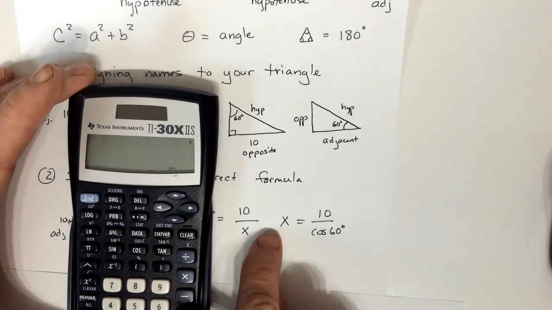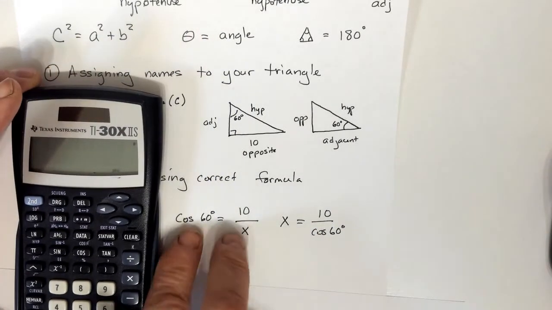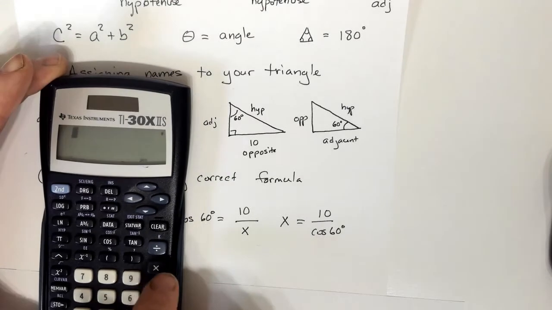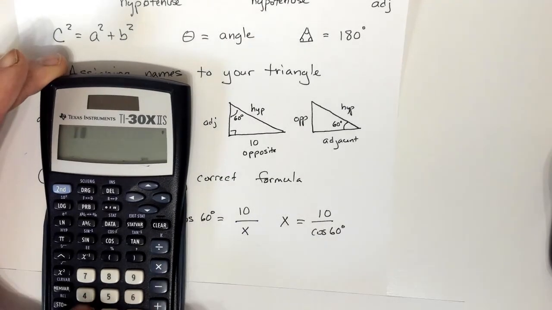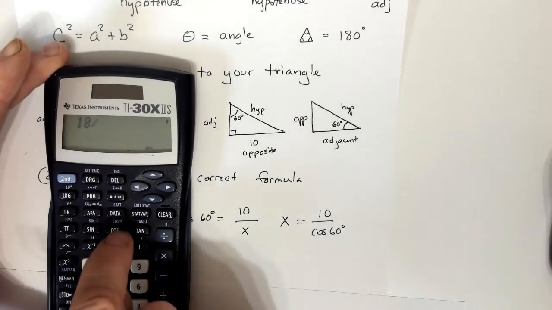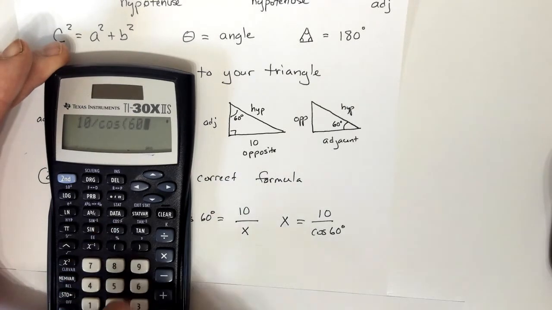So I'm going to take my equation now, because I rearranged it already, got x by itself. So x is equal to 10 divided by, I push cosine, I fill it with 60, close the bracket.